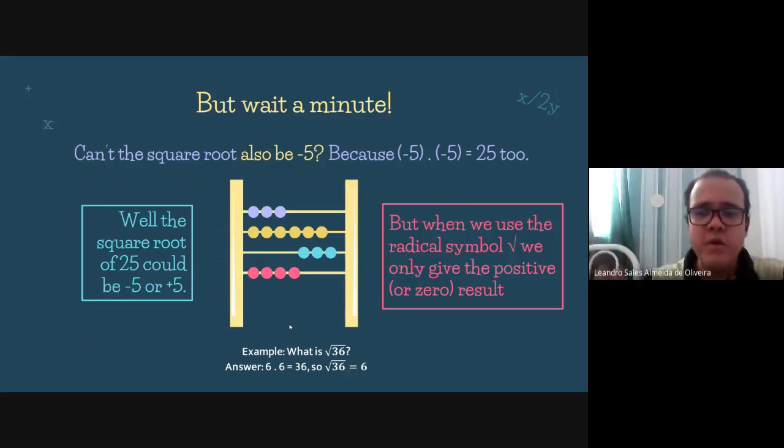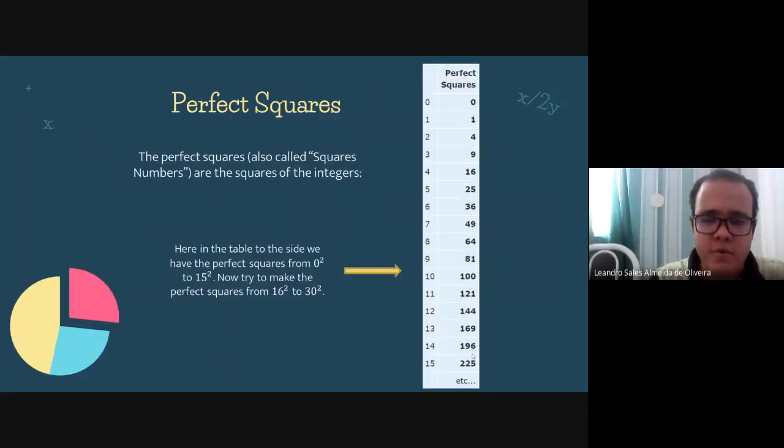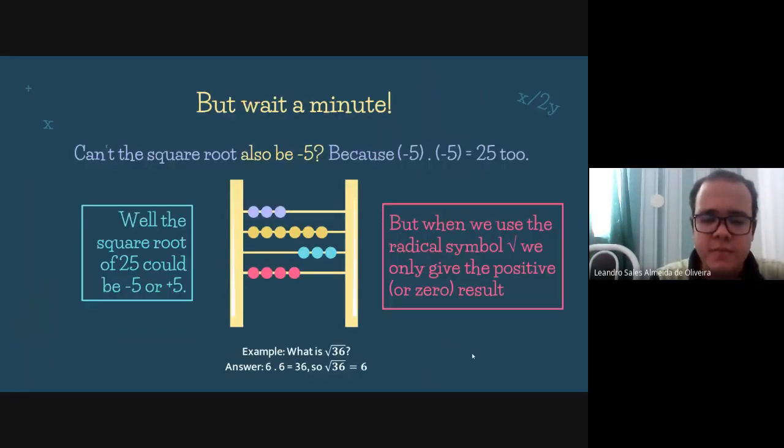But when we use this radical symbol, we only give the positive result, all right? Or 0 if it is the square root of 0. We never use the minus for the result, only the positive result. So, example, what is the square root of 36? It is only 6, not plus 6 or minus 6, just 6 positive. It could be both, but we use only the positive answer.